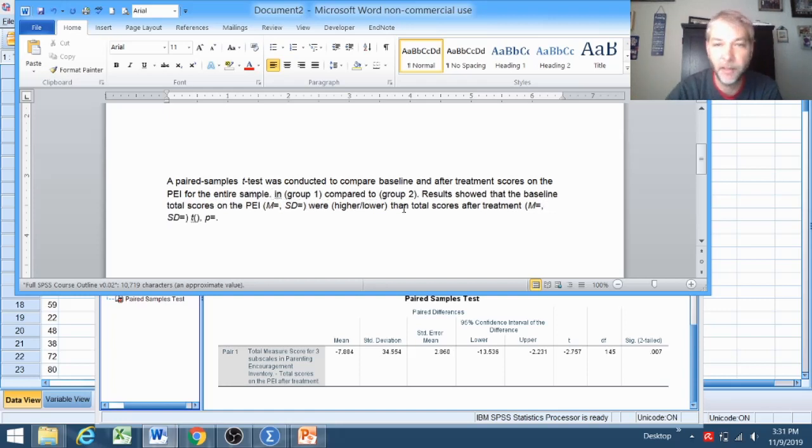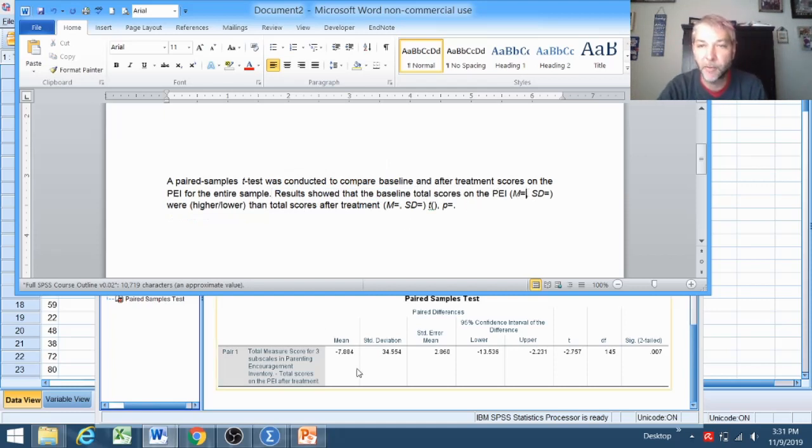Right, and then we can just go ahead and get rid of this. As I said, this was just a template, so let's get rid of that. Results showed that the baseline total scores on the PEI, and let's put in our mean.